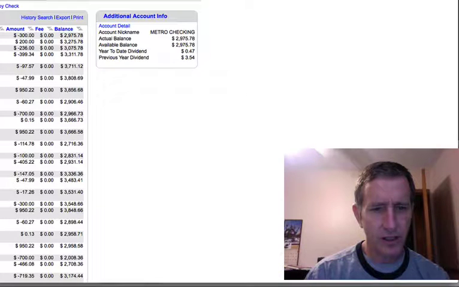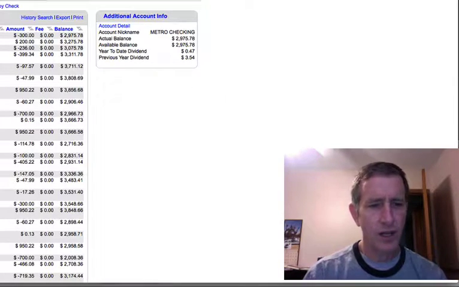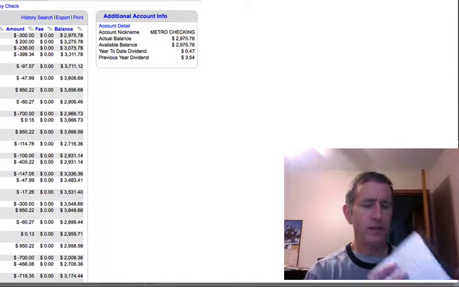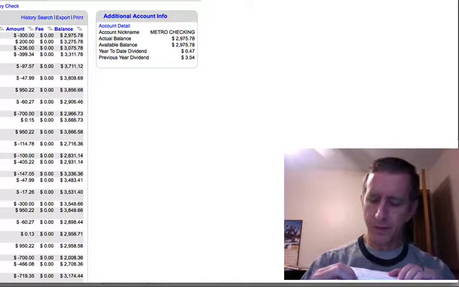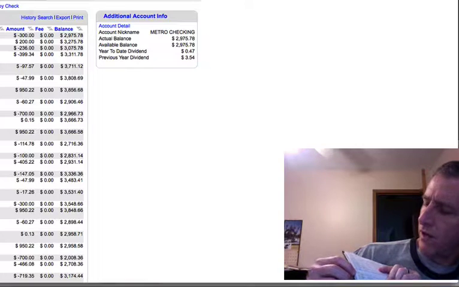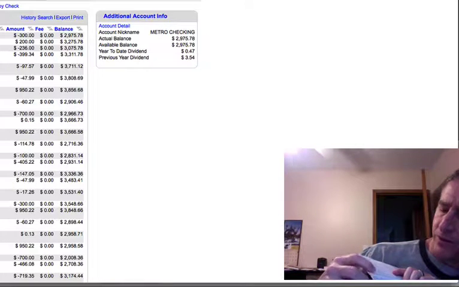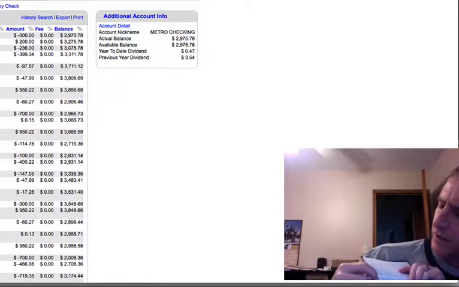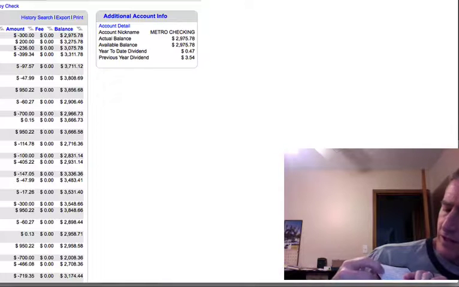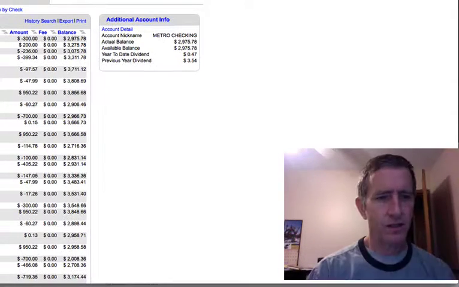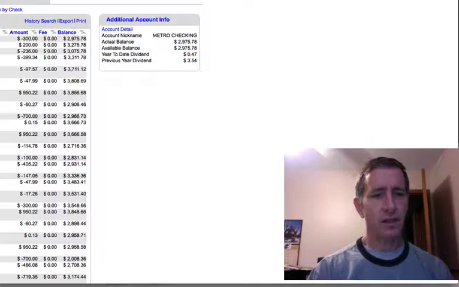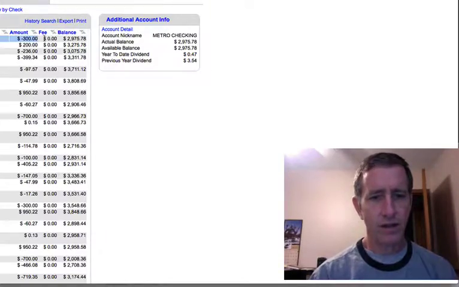These ones are check numbers. These are check numbers, so those were checks that I wrote. The rest of these, I might have them in here as I paid a bill with bill pay, or I made an ATM deposit, or I went to the ATM and I got some cash. ATM cash looks like a withdrawal right there.